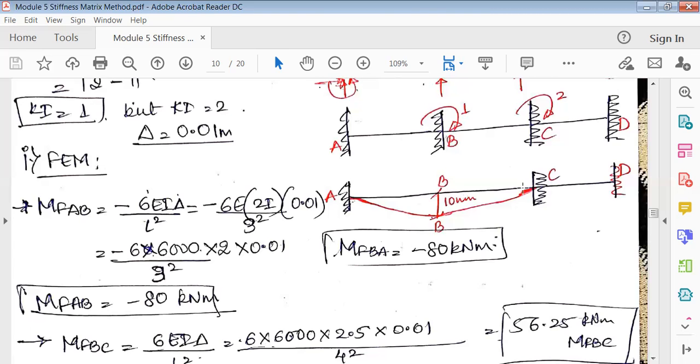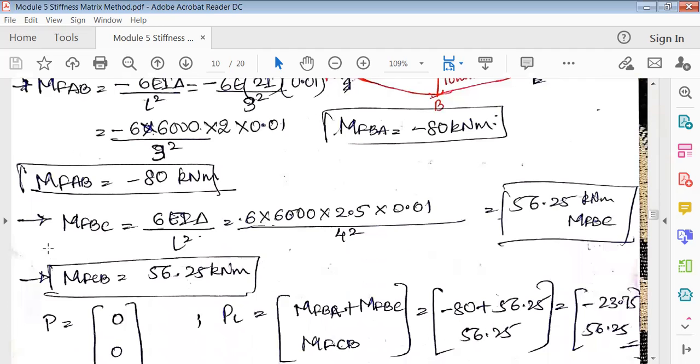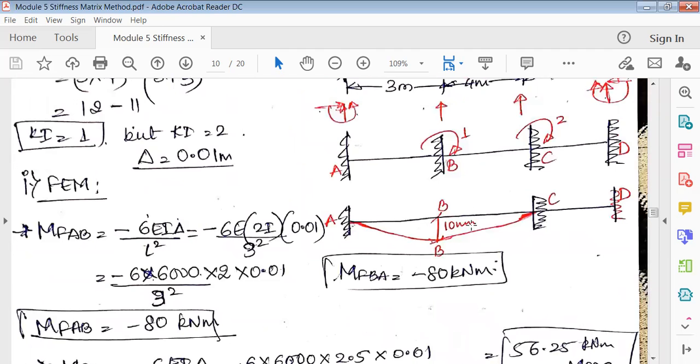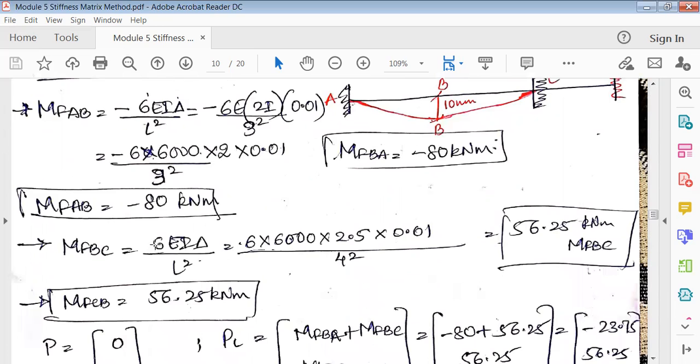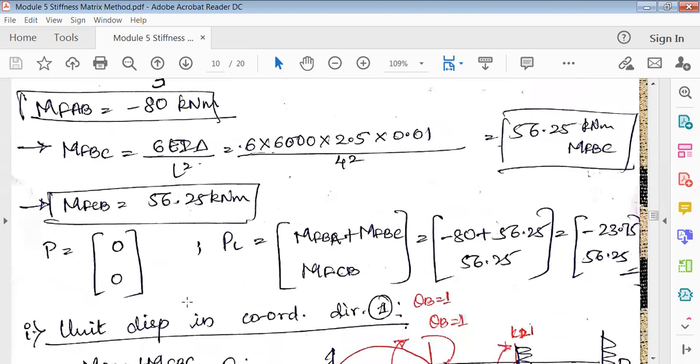Similarly, come down to the next, BC. With respect to this joint, in BC the right side support is constant and the left side support is sinking. Left side support sinking means it is plus, so it is plus 6EI delta by L square. So this is plus 56.25, and this is plus 56.25.